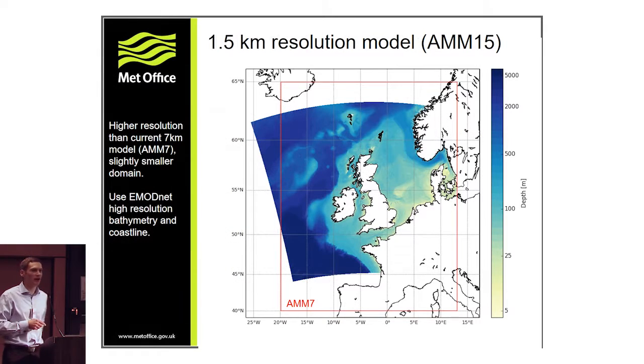So I said I'd come back to this image of the 1.5 kilometre resolution model. So this is the one that's being worked on, known as AMM15 within the Met Office. So it's obviously much higher resolution than the current AMM7 model, using a higher resolution bathymetry and so much more detailed coastline. It is a slightly different domain, so slightly smaller and a slightly different projection, but broadly speaking, it's comparable to the previous domain.